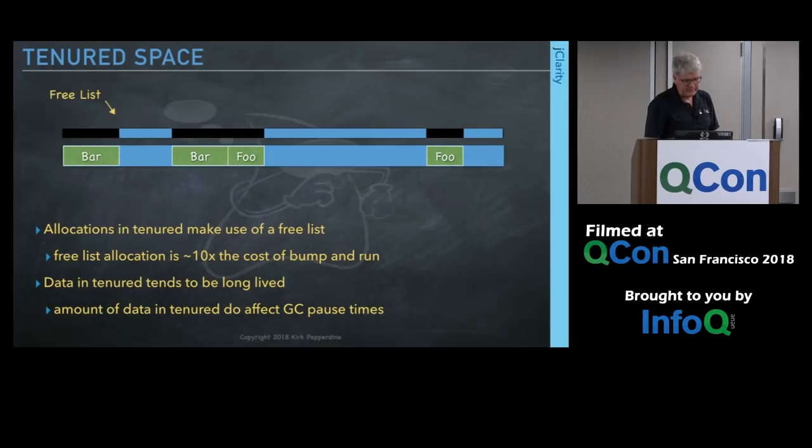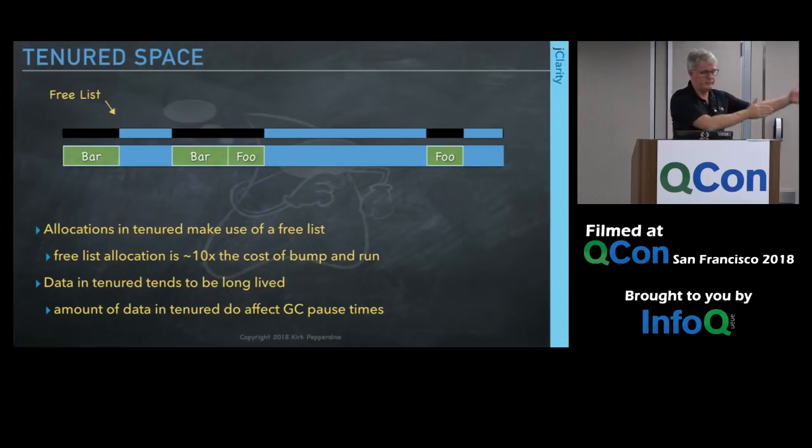Data in tenured tends to be long-lived, and the amount of data in tenured will affect the garbage collection pause times. Also, I forgot to mention that when you do an allocation from the free list, it's about 10 times more expensive than doing an allocation in young generational space. So the question is, when would your thread decide to allocate in tenured space as opposed to allocating in Eden space? Well, the answer is, if the allocation is deemed too large.